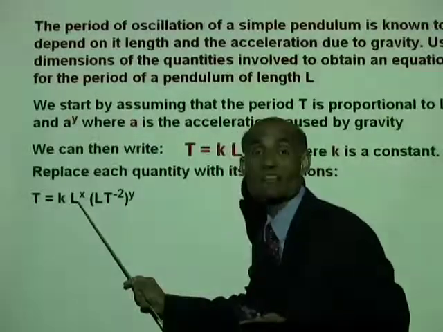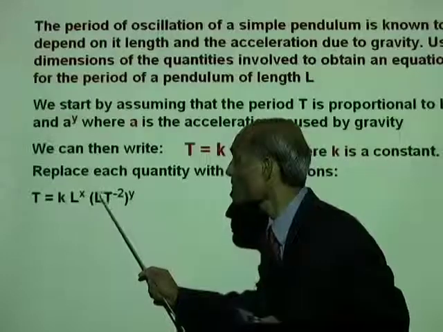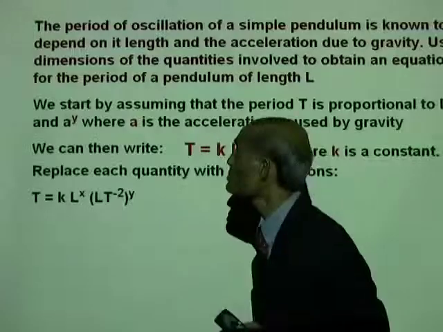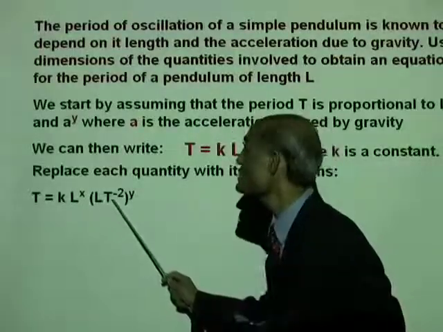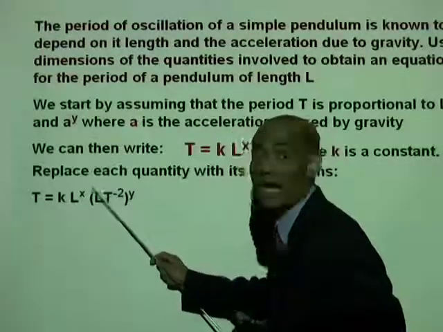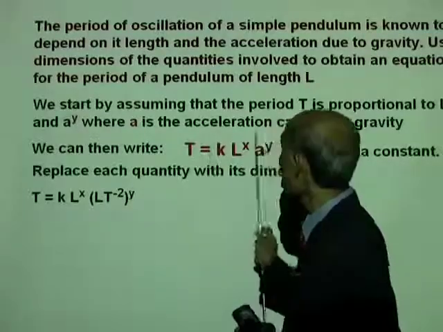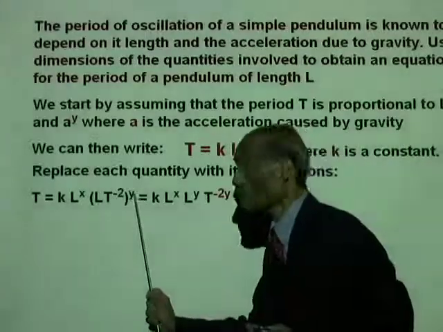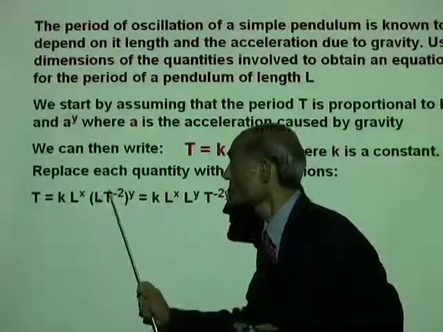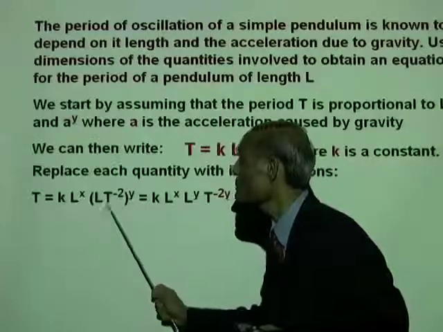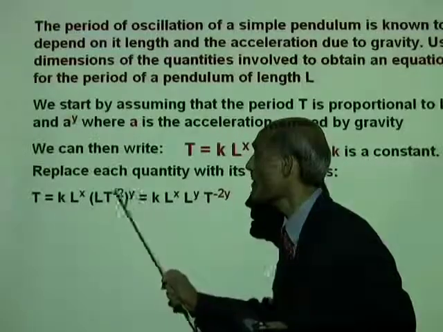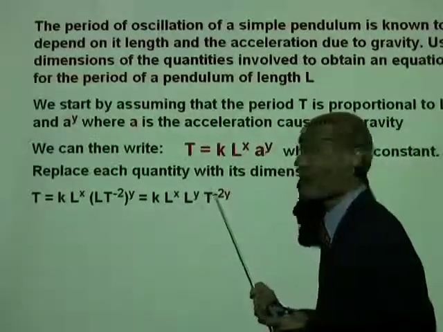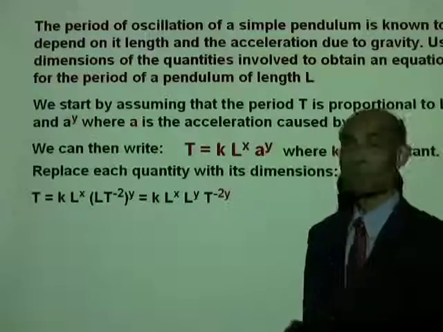The dimension of length is L, so L to the power of x. We replace a by its dimension. The dimension of a is L t to the power of -2, and we raise that whole quantity to the power y. And now, use the power rule. L times t to the power of -2, all to the power of y, is L to the power of y times t to the power of -2y.